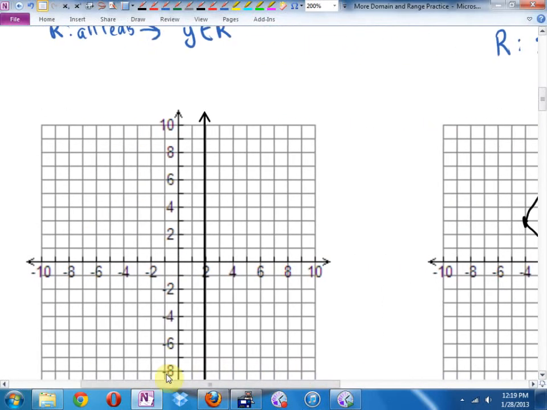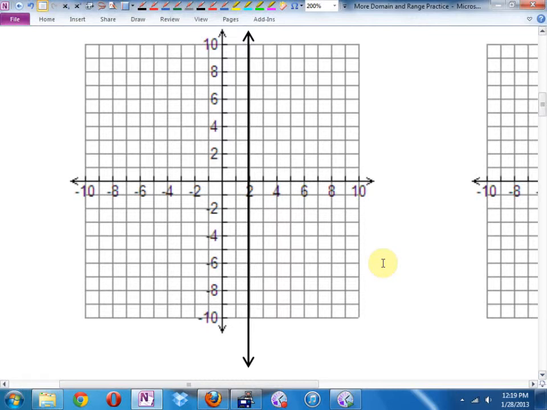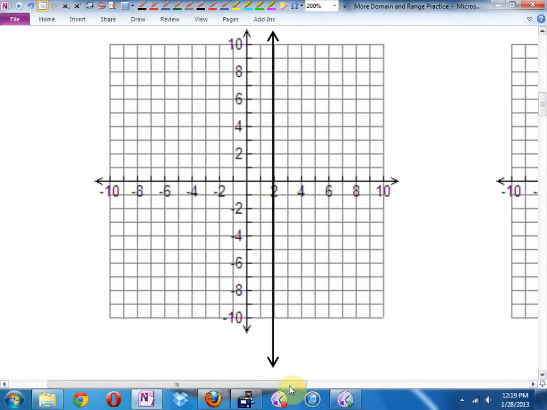This one. Try this one on your own. Function or not, first of all? No, it does not pass, remember, the vertical line test. In fact, it is a vertical line. Who has the graphing calculator in this class? Your calculator won't graph a vertical line. It can't. The software can't handle it. It's not a function. There are fake ways around it.